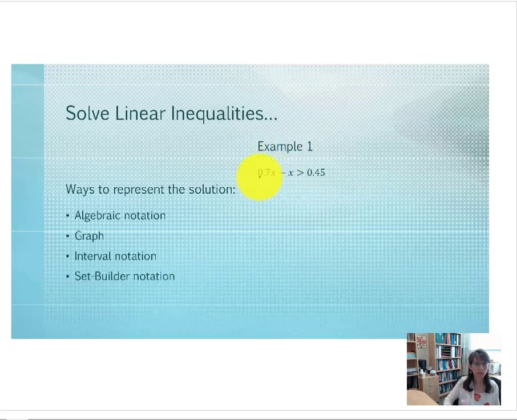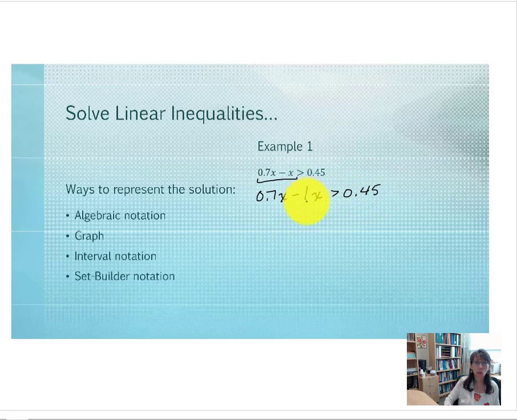So in example 1, we have 0.7x minus x is greater than 0.45. So we notice right away there are decimals involved, but it will be pretty straightforward to work with the decimals. One thing to point out is when working with these decimals, be very careful. When you're combining like terms, you notice these first two terms are like terms, but we have subtraction of x. You may want to rewrite that as 0.7x minus 1x is greater than 0.45.